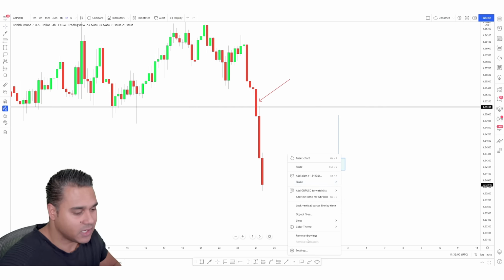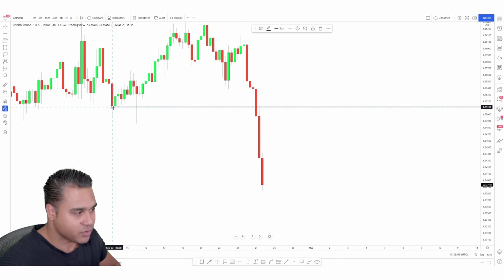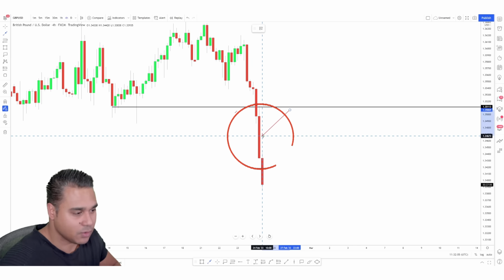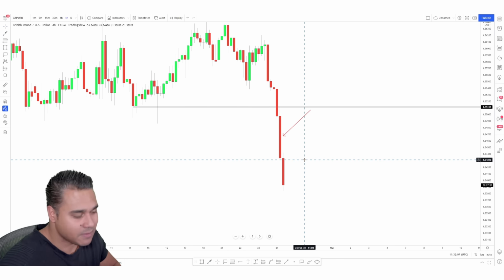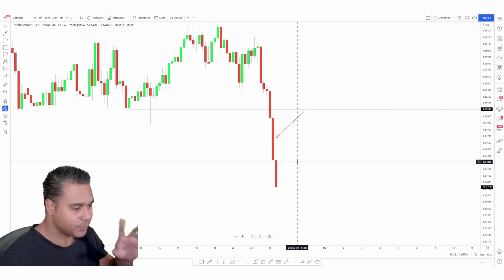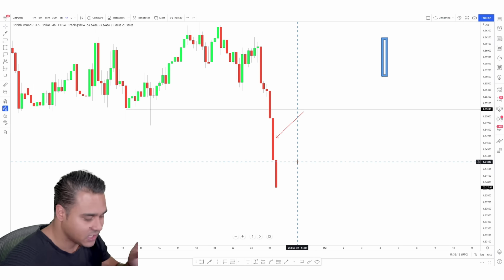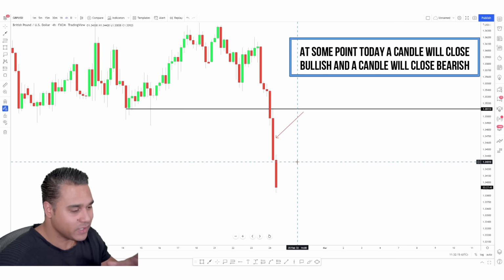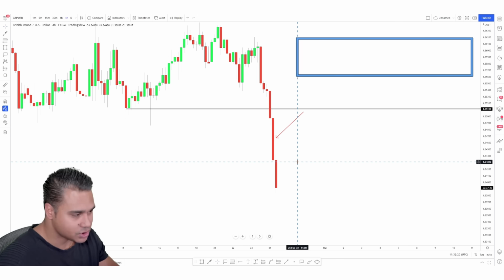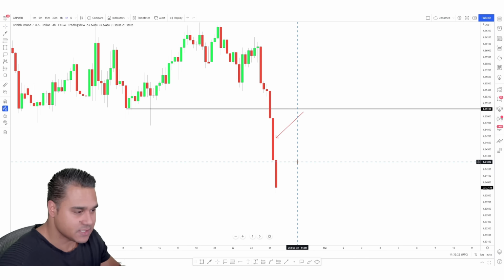So I have this in the back of my mind. Now, once I have this in the back of my mind, traders, again, just remember I'm trading a single candle. I don't care about anything else that's happening on the charts. And one thing you have to remember, you have to be very, very clear that you understand this. At some point today, a candle will close bullish and a candle will close bearish. What you can't guarantee is a retest. What you can't guarantee is a break and retest. What you can't guarantee is a double top. What you can't guarantee is a breakout. What you can guarantee is that a candle will close bullish or bearish.